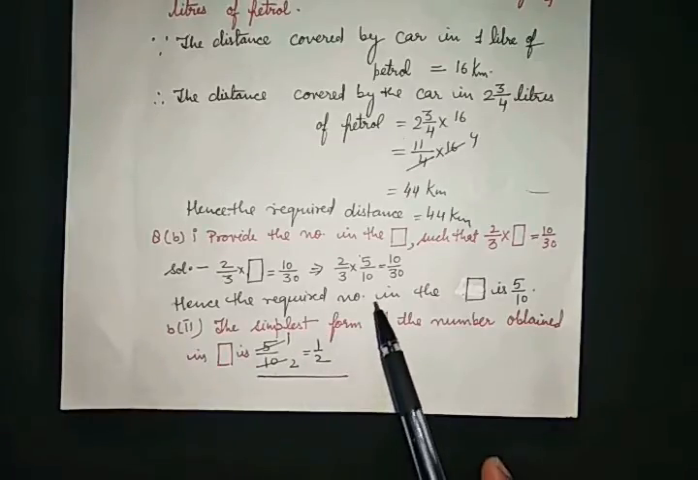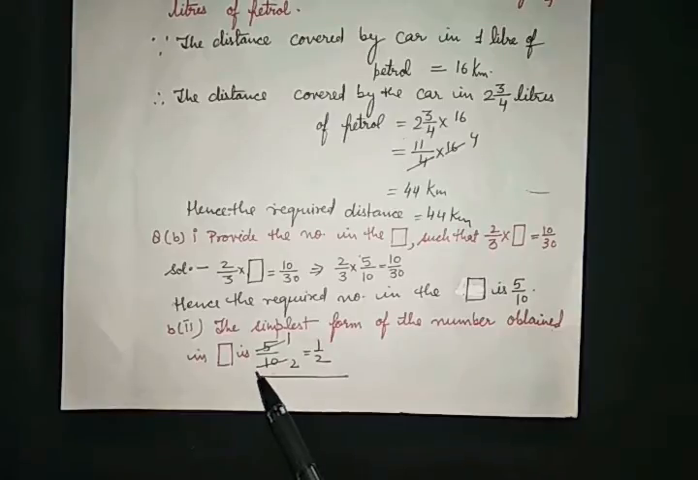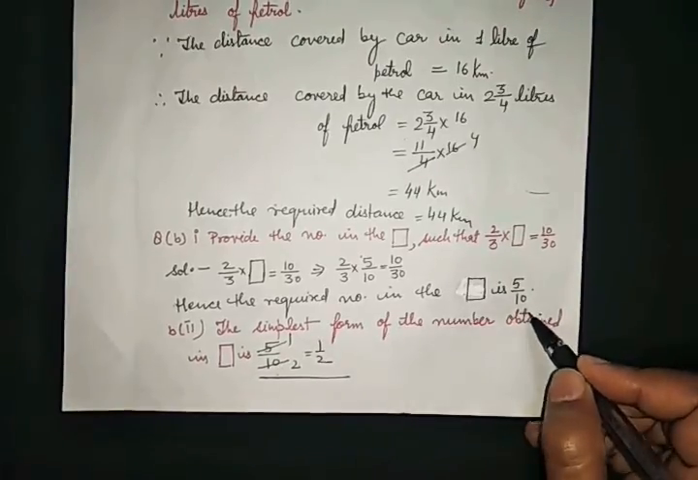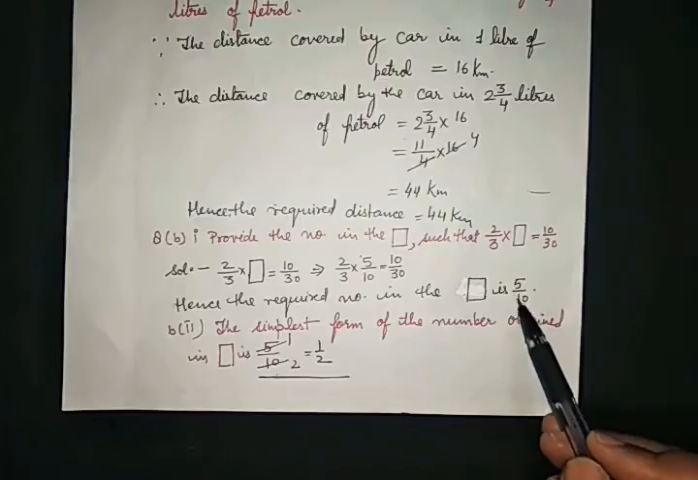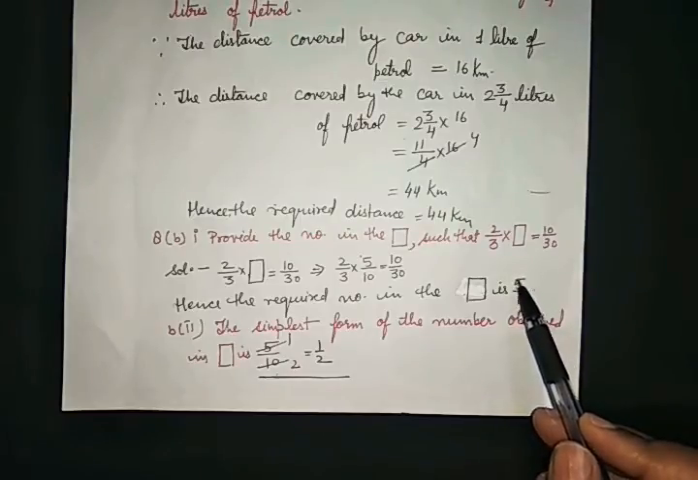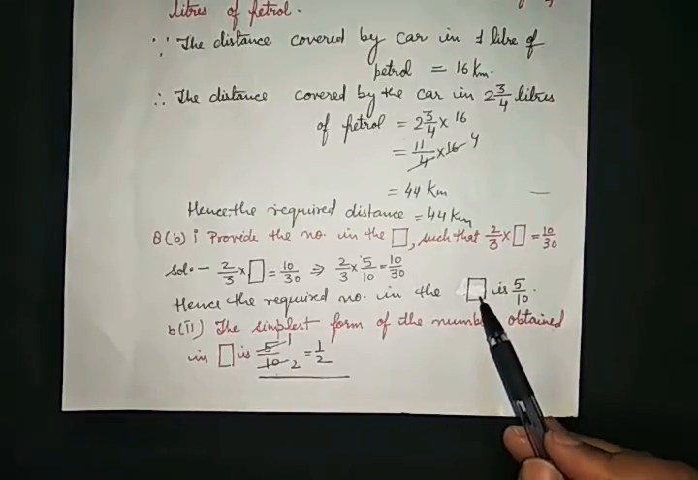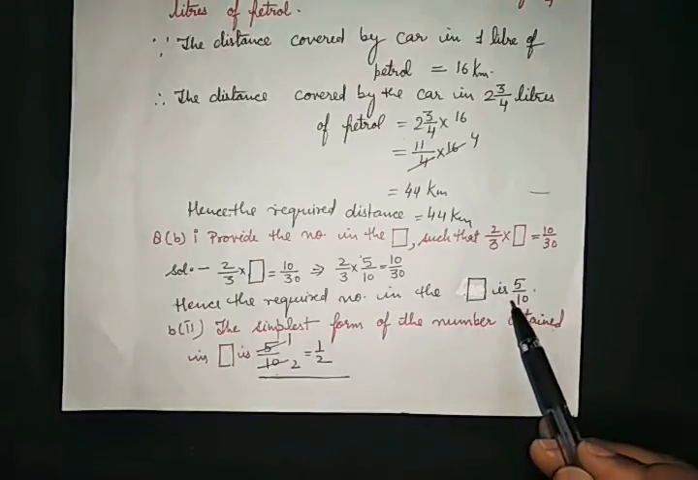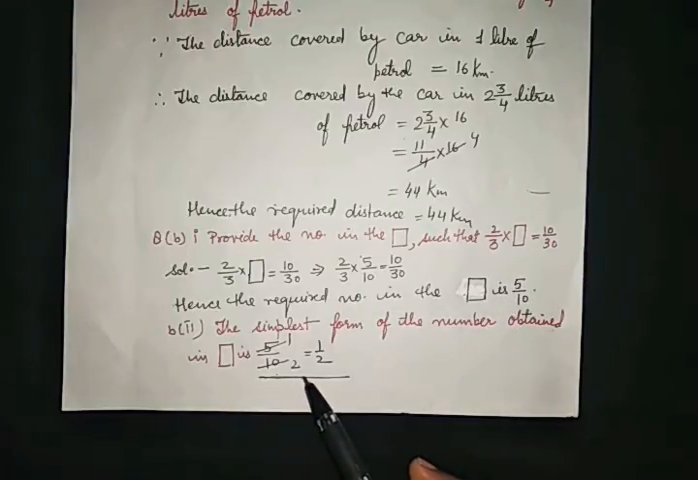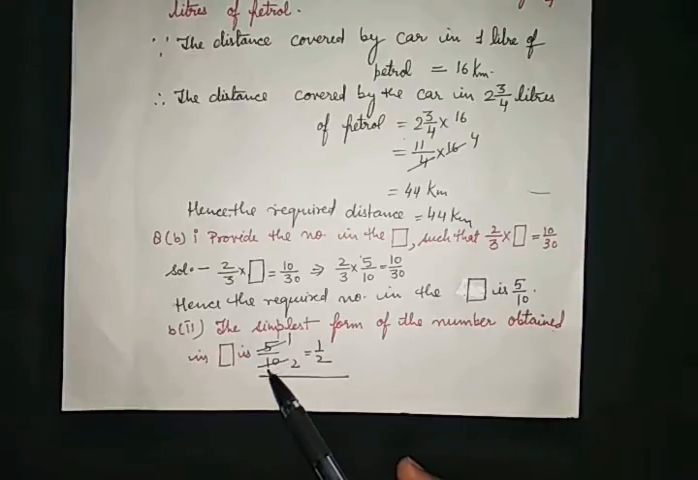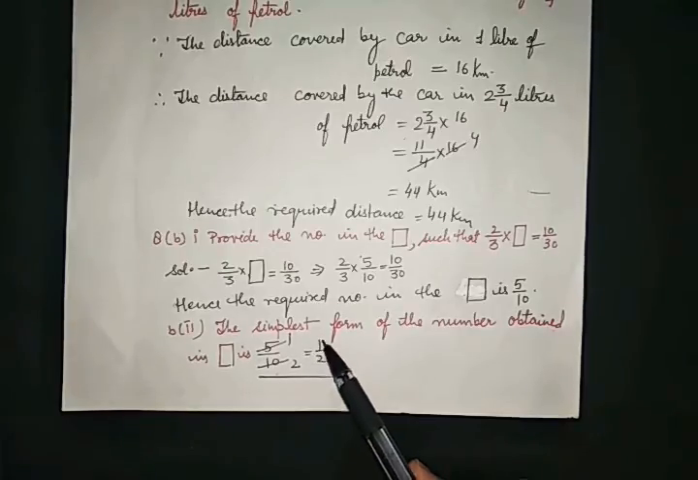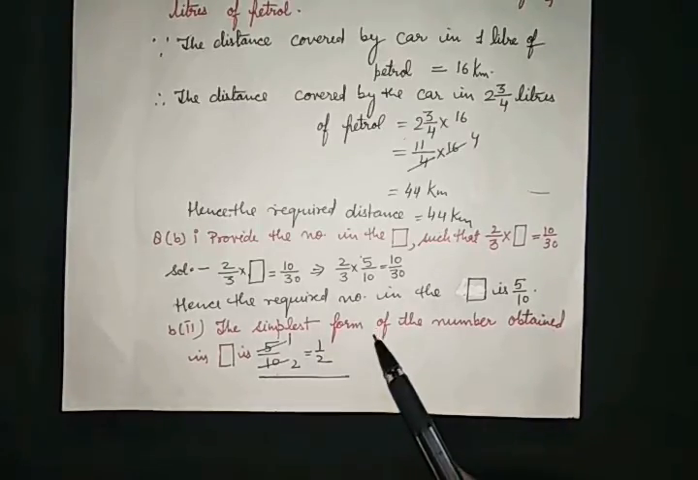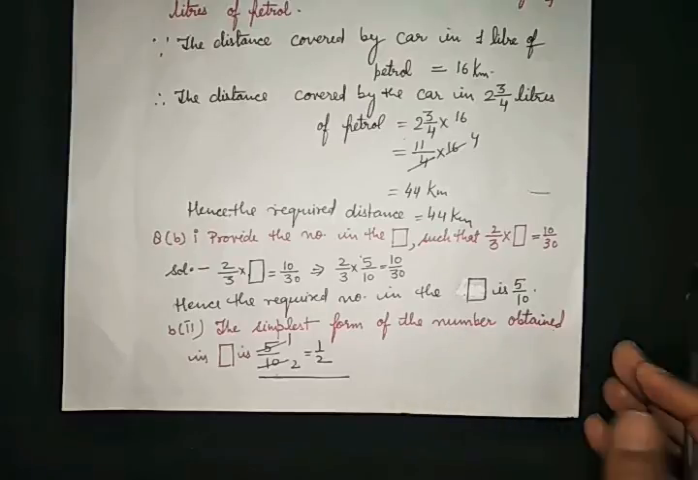Now the second part of the B part of question 8. The simplest form of the number obtained in the box is. Simple. We have got here 5 upon 10 in the box. Now we have to write it in the simplest form. So 5 upon 10, we will simplify, we will reduce. So what we will get? 5 1s are 5 and 5 2s are 10. Answer is 1 upon 2.